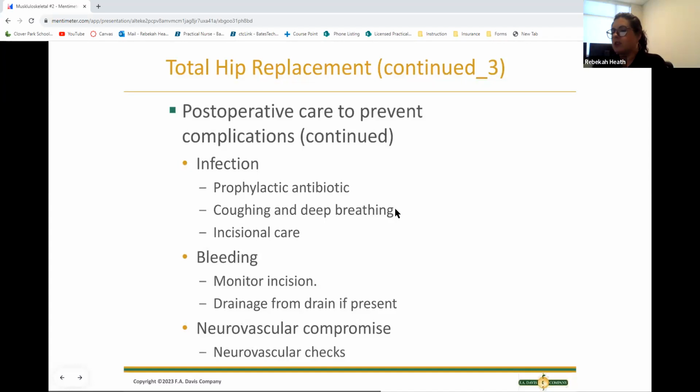We also want to check neurovascular status. So if it was the right hip, I'm going to be looking at that right leg. Is it warm? Is it cool? I'm going to check the pulses. I'm going to check sensation, cap refill. And when I'm checking that with that right leg, I'm also checking it against the normal left leg, because I want to make sure I know what normal is for them. And I want to compare that surgical site to that.